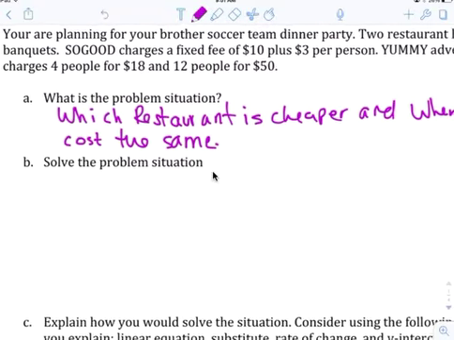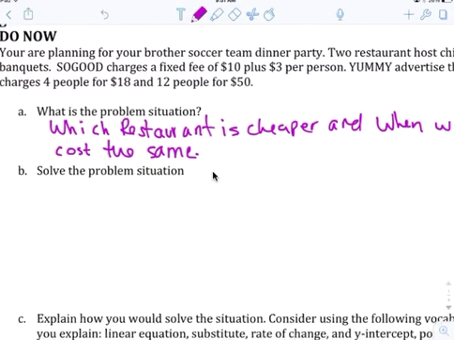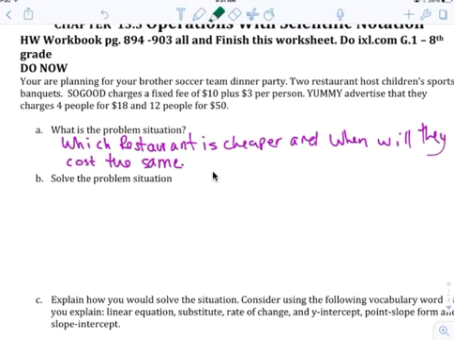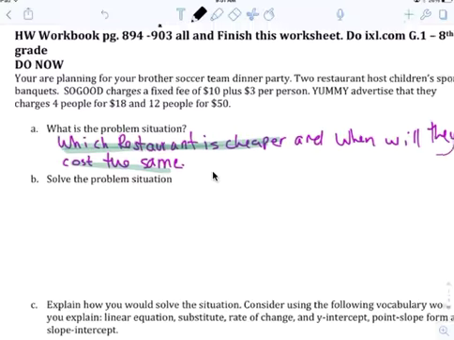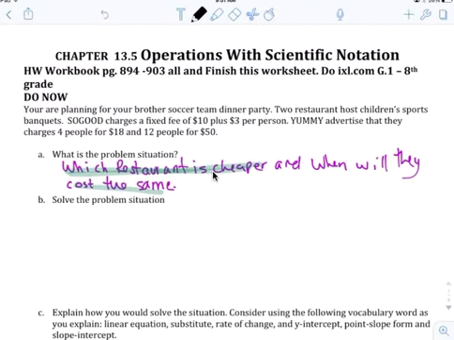Okay, so the problem situation, if you read it, is to find which restaurant's cheaper and when they cost the same. So your main goal is to find which is cheaper. It helps you to solve it if you can find when they're the same first, to explain when is it cheaper, to make common sense in all this. All right, solve the problem situation.